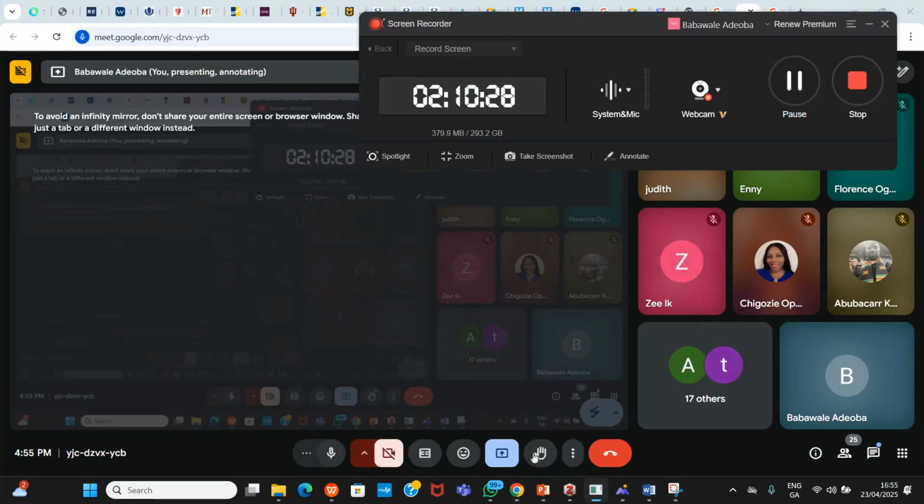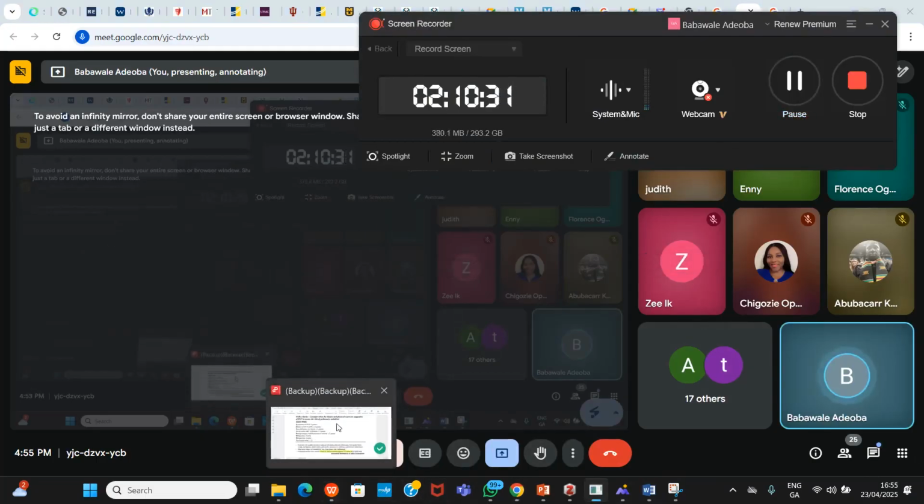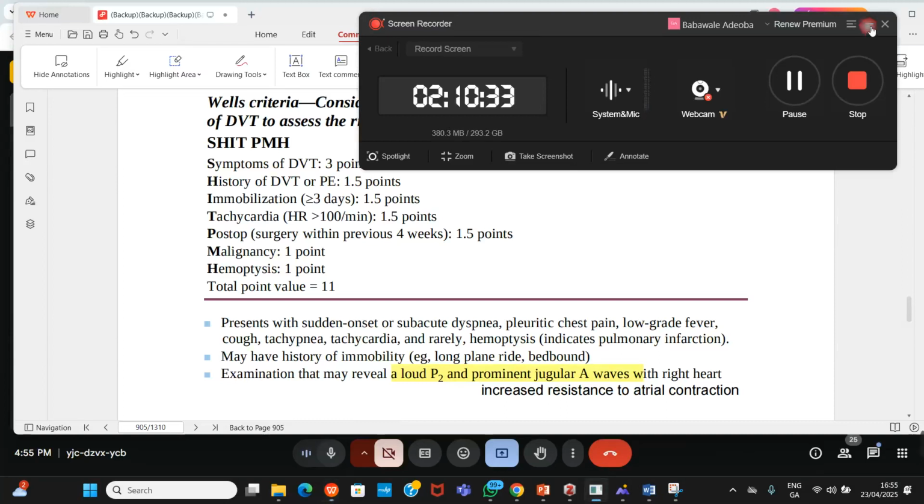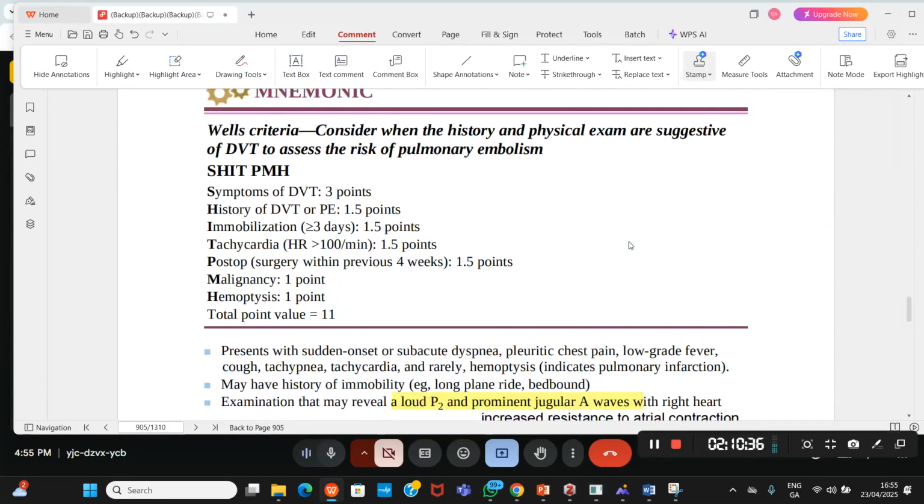So we need to know the Wells criteria. Very, very important for our exam. We cannot go to that exam and not know the Wells criteria. It's very, very dangerous.